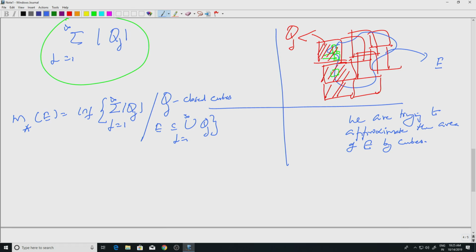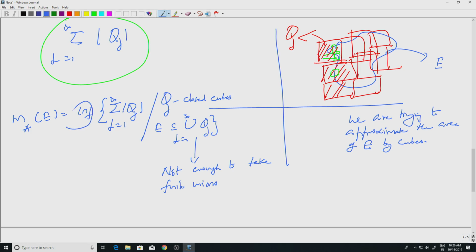There are things you should notice. One is, it is not enough to take finite unions. That will not give you a countably additive measure. One has to take finite and infinite covers like the union of Qj, and then you take the infimum over such things. That is what will lead you to a countably additive measure.